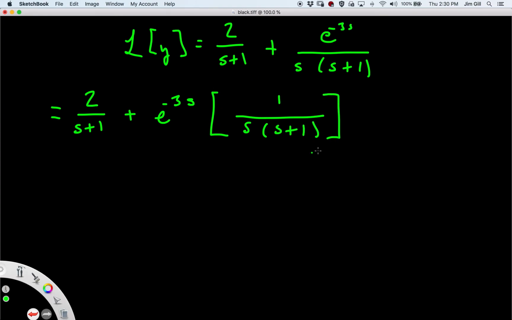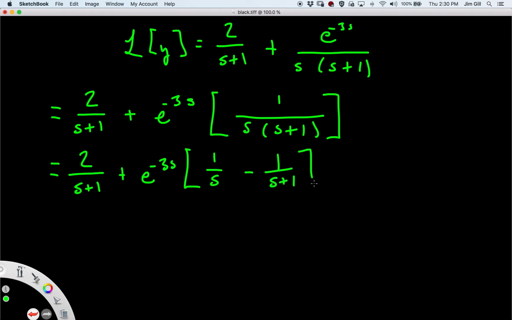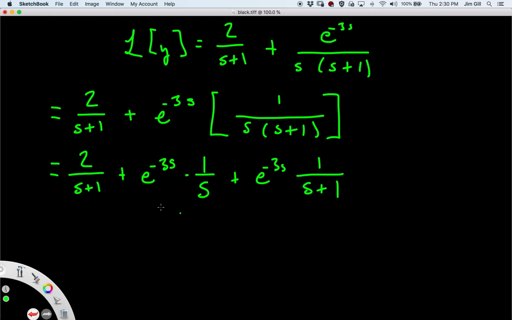So now what I'm going to do is work on this. I'm going to do a partial fraction decomposition, and then I'll be able to recognize what I have the Laplace transform of. So now I have 2 over s plus 1 plus e to the minus 3s times 1 over s minus 1 over s plus 1, if we do the partial fraction decomposition. So altogether then, distributing that through, this is e to the minus 3s times 1 over s minus e to the minus 3s times 1 over s plus 1. So this is what the Laplace transform of y is.